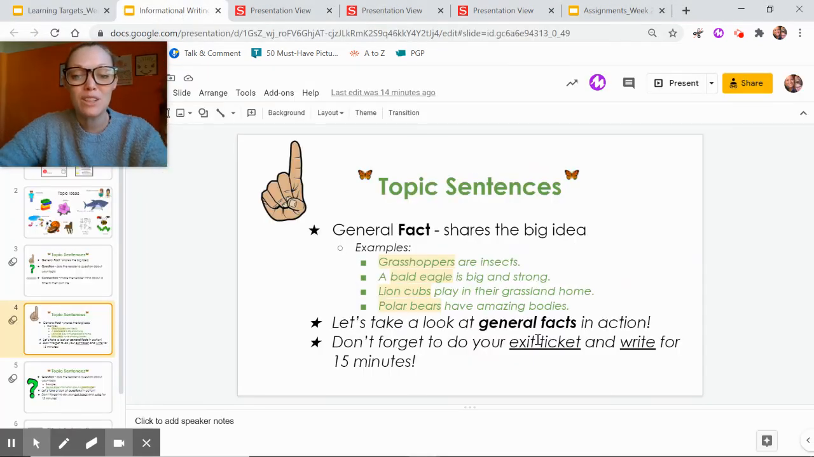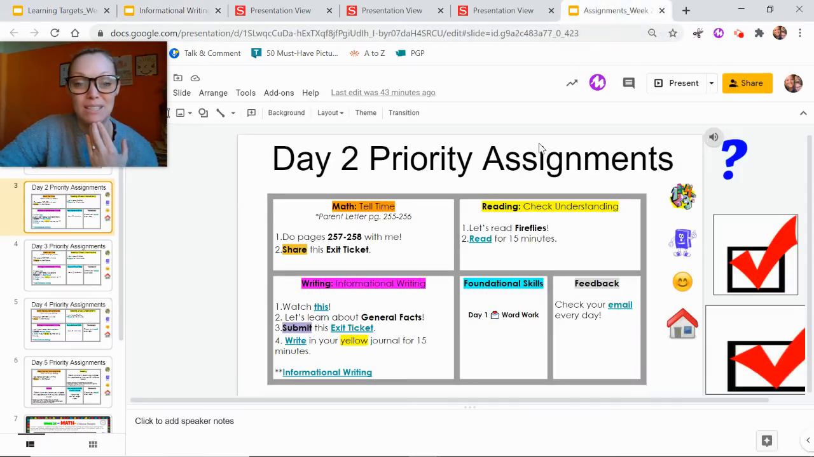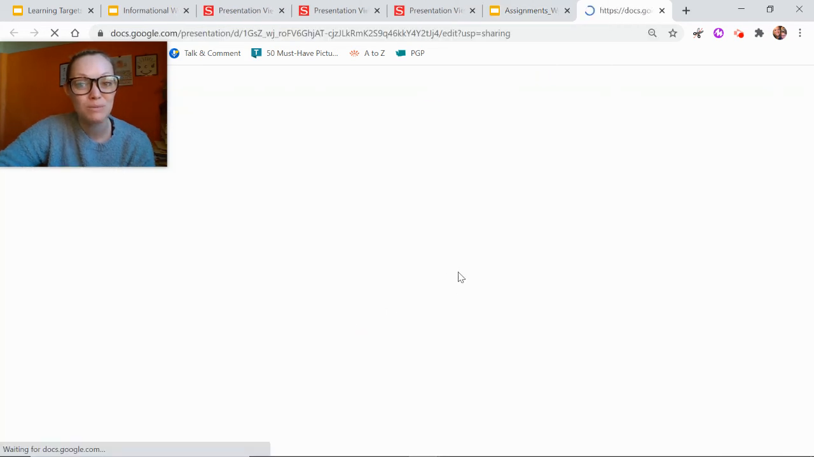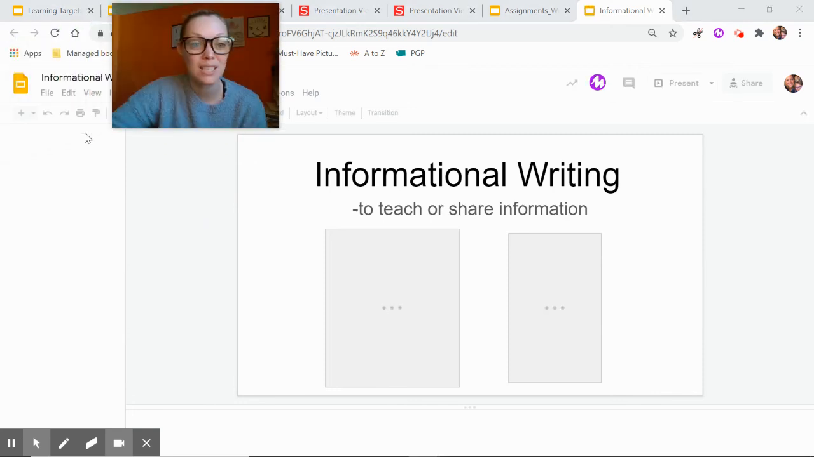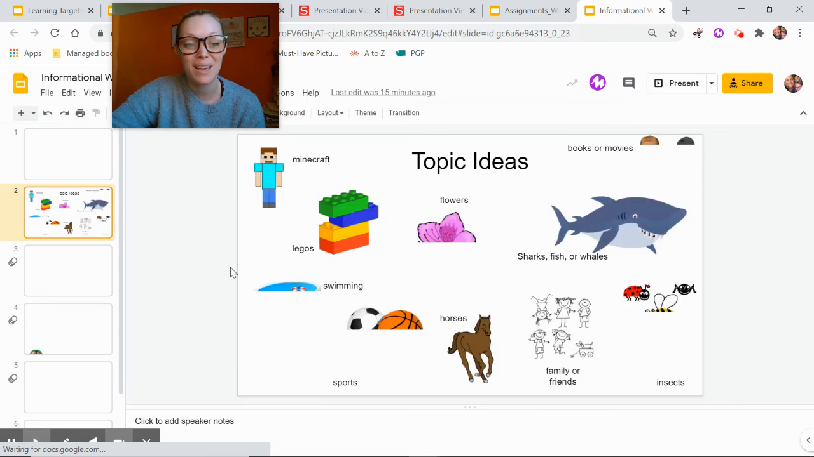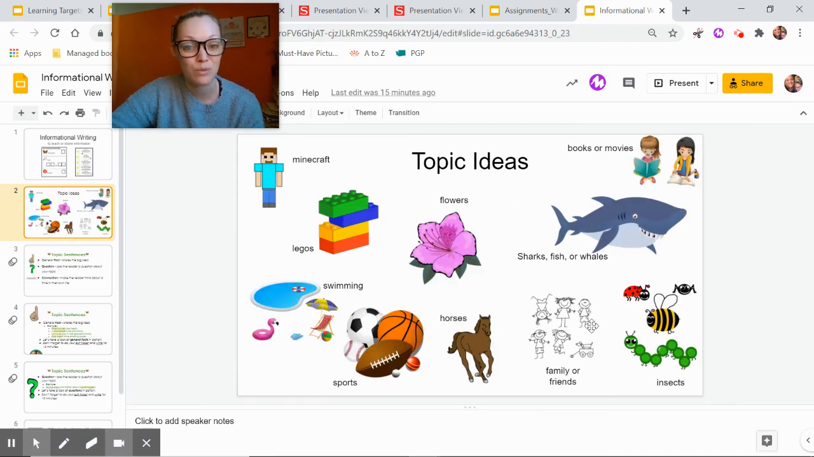Now, so we looked at some general facts. Now you have an exit ticket and a writing prompt for 15 minutes. So make sure you go in, click on your exit ticket, and submit that to me. Then you can write for 15 minutes. Remember, right here, I've updated it's informational writing now. You can click on this, and it will bring you to the presentation we just went over, so you can see all the topic ideas that we talked about when you're writing for 15 minutes.